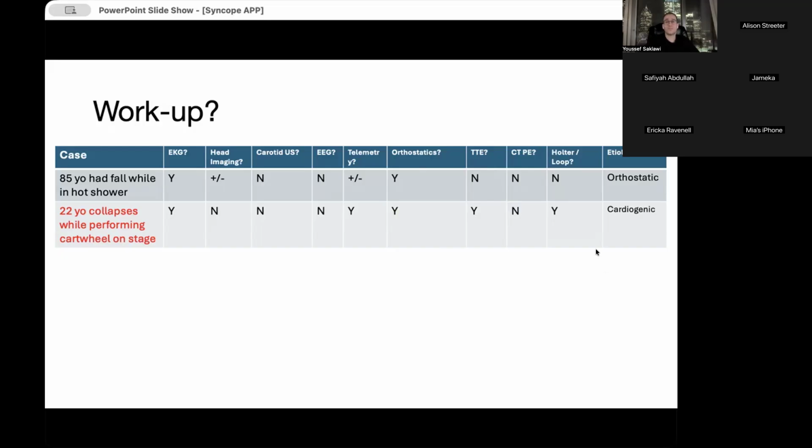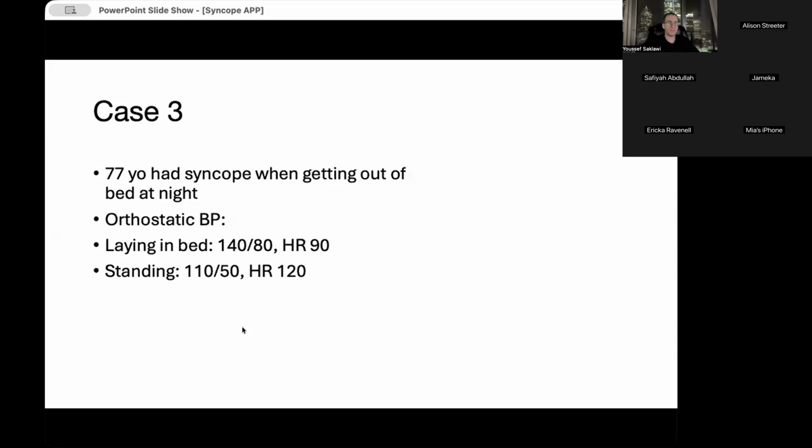And then you would think this is a cardiogenic syncope. So in this case, the patient turned out to have hypertrophic cardiomyopathy. She was doing a cartwheel on stage, and we saw it on video. We did end up doing an echo, cardiac MRI, and all of the things, and she ended up having hypertrophic cardiomyopathy.